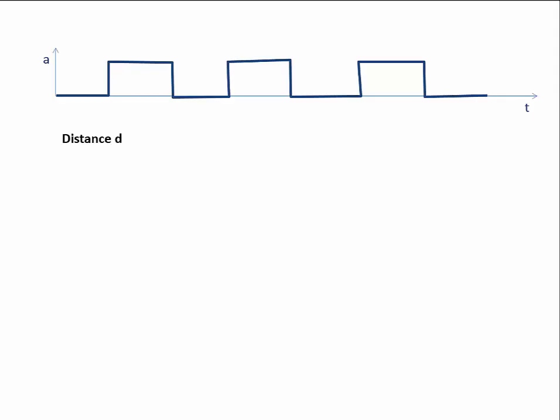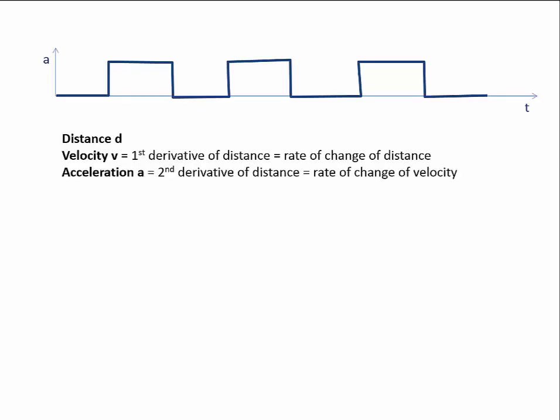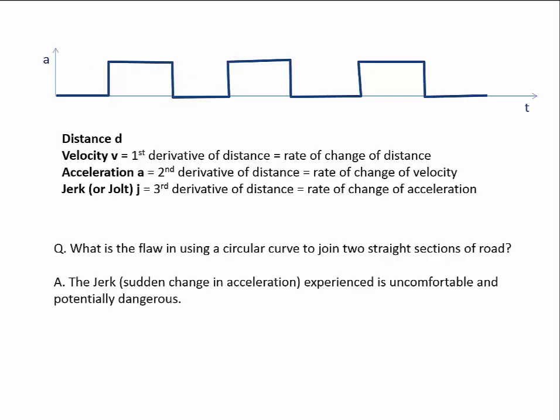And let's talk about it in terms of derivatives of distance. So distance d, measured in meters. The first derivative of the distance is velocity, which is our rate of change of distance. The second derivative of distance is the rate of change of velocity. And what you probably haven't come across before is the jerk, sometimes called the jolt, with the symbol J, which is our third derivative of distance, which is the rate of change of acceleration. And that is what we can express as being quite uncomfortable here.